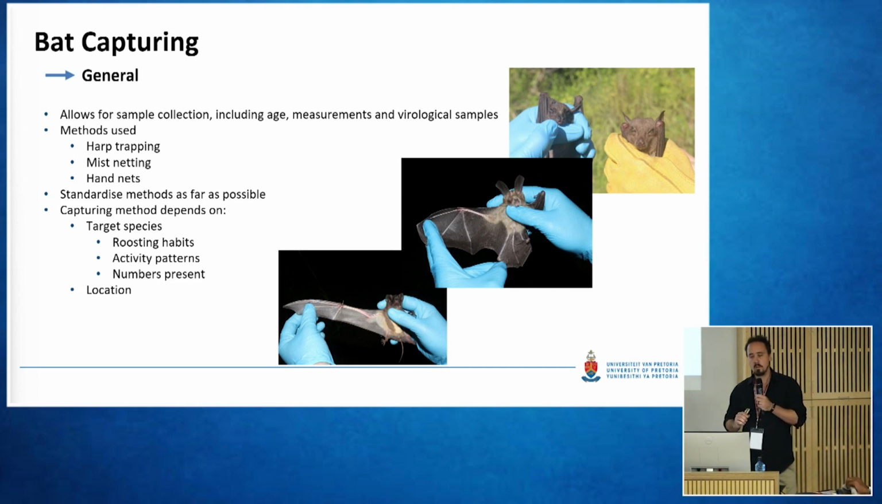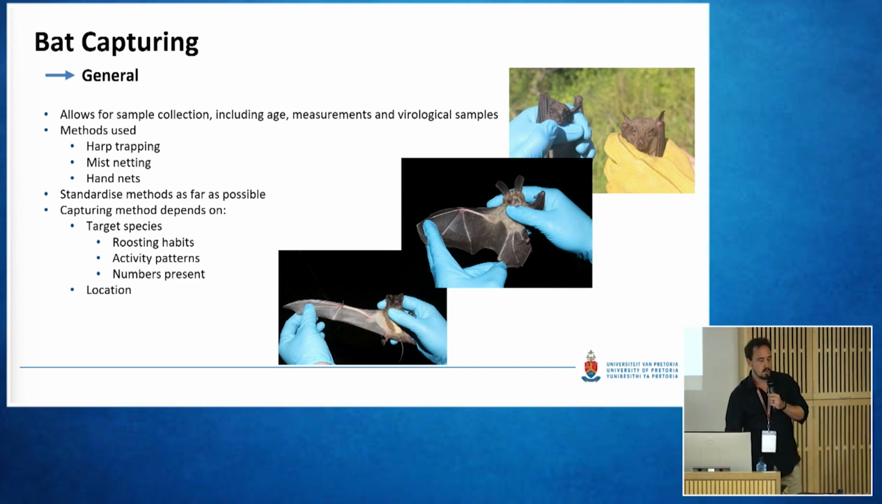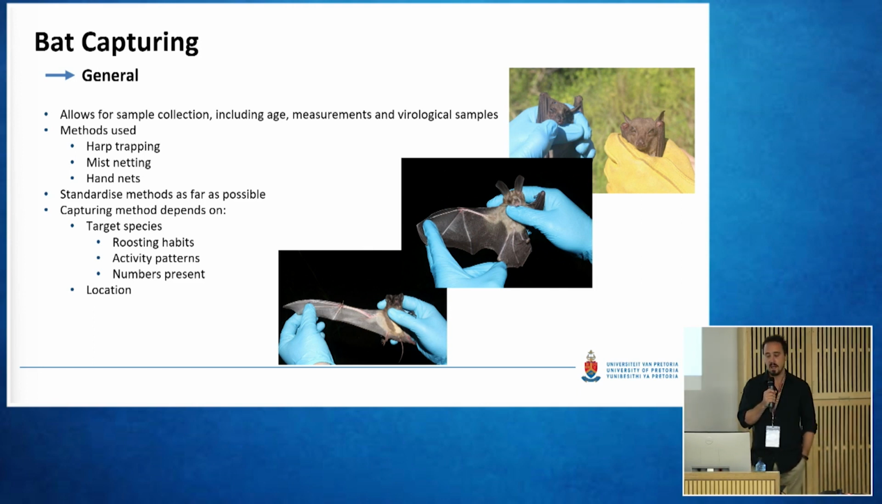Now, Dr. Epstein yesterday mentioned that trapping methods need to be safe and effective, and there's 3 general methods that are used, namely harp trapping, mist netting, and hand nets. And I'm going to run through all of these and give basics on them.